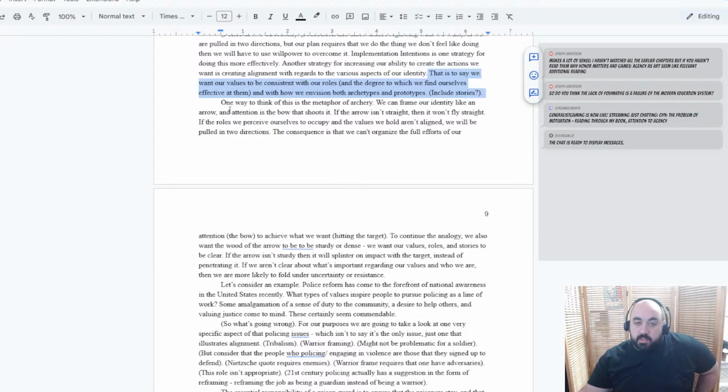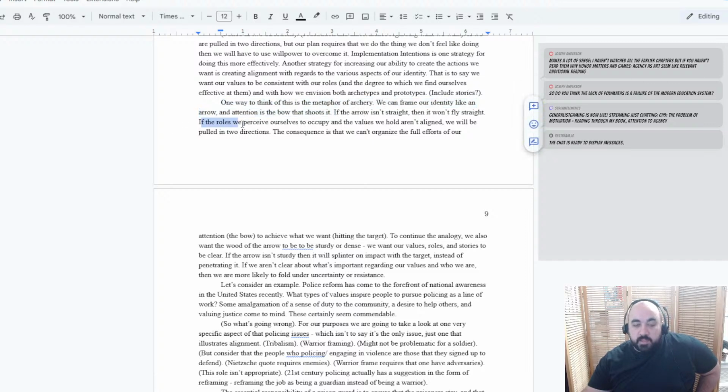One way to think of this is a metaphor for archery. We can frame our identity like an arrow, and attention is a bow that shoots it. I have no recollection of this metaphor. We can frame our identity like an arrow, and attention is the bow that shoots it. If the arrow isn't straight, then it won't fly straight.